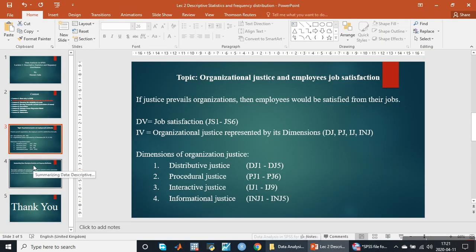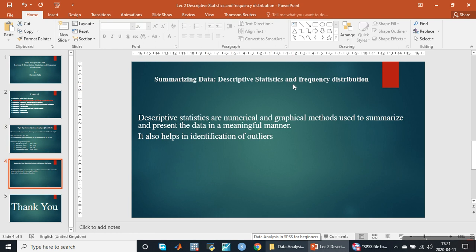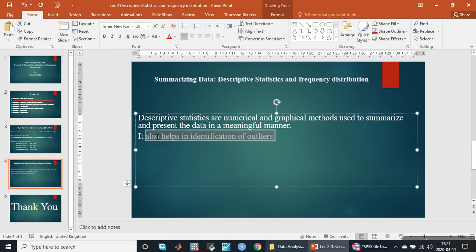So what is actually descriptive statistics? Descriptive statistics are numerical and graphical methods used to summarize and present the data in a meaningful manner. It also helps in the identification of outliers.